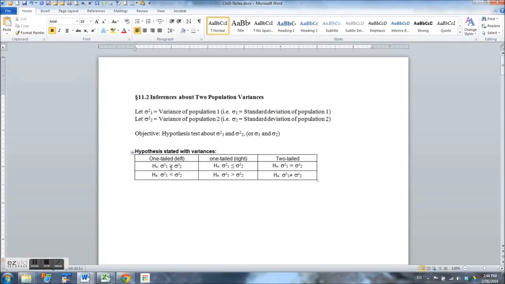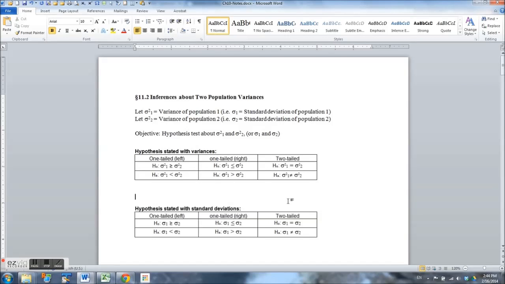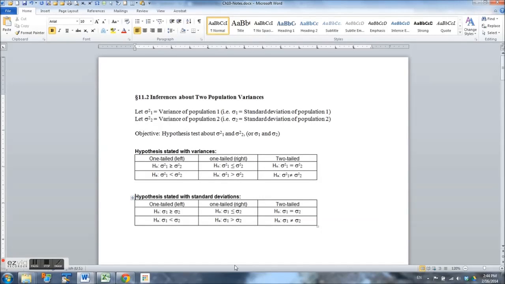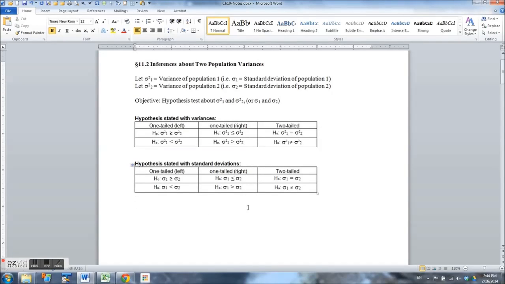One tail test on the left side, which will be sigma sub 1 squared less than sigma sub 2 squared in the alternative hypothesis, and one tail right side, which will be sigma sub 1 squared greater than sigma sub 2 squared in the alternative, and the two tail test, which is the not equal to. Of course, you can set this up in terms of standard deviation also. You can use either one of those two formats.